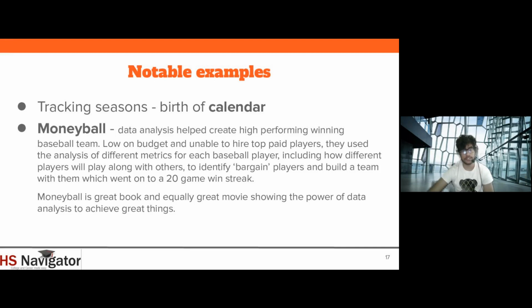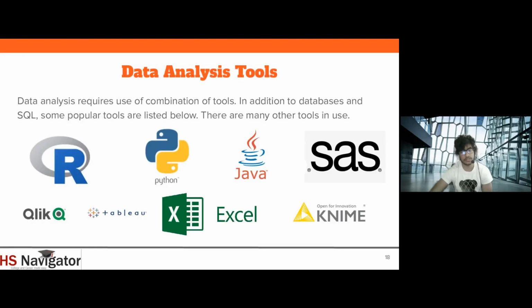Here are some notable examples: the tracking of seasons with the birth of the calendar, and Moneyball. Data analysis helped create a high performing winning baseball team. Low on budget and unable to hire top players, this team used analysis of different metrics for each baseball player, including how players will play along with each other, to identify bargain players and build up a team with them, which then went on a 20-game win streak. Moneyball is a great book and equally great movie showing the power of data analysis to achieve great things.